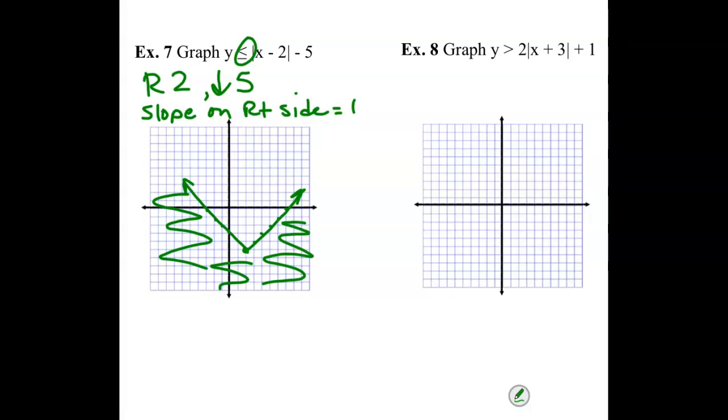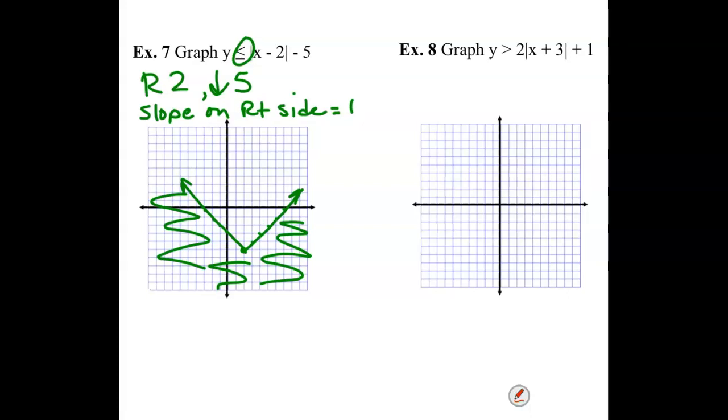What are we doing to this one? Okay, there's a vertical stretch. What else? Left 3 and up 1. All right, let's find our vertex. Left 3, up 1. This time we're going to graph with a slope of 2 on the right side. So up 2, right 1. On the left side, we're going to go up 2, back 1.